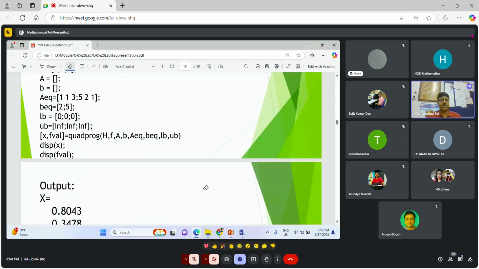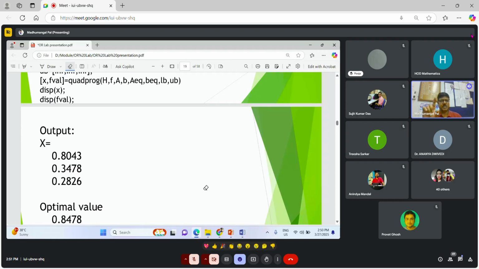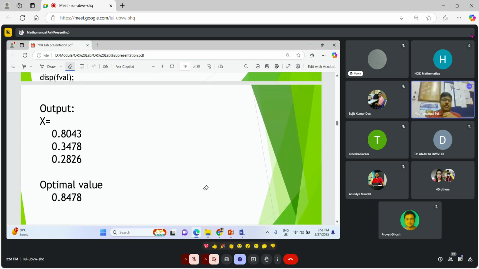So this is similar to the previous one. What is the output for this problem? I have not mentioned the output of the previous one, but I have mentioned the output for this simple problem. So output is x equal to 0.8043. This is the value of x1. The first is the value of x1, second one is the value of x2, third one is the value of x3. And 0.8478 is the value of the objective function.